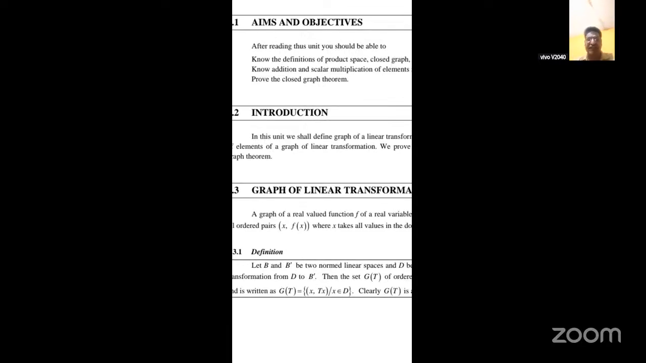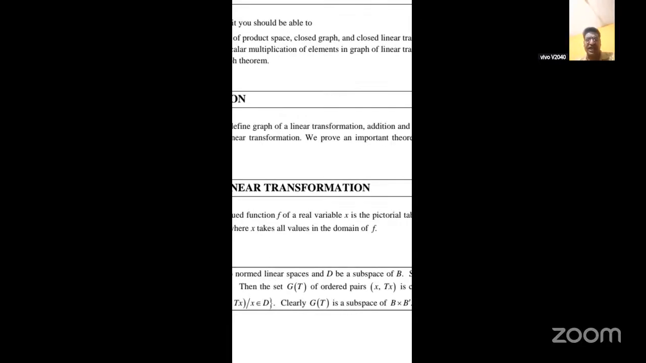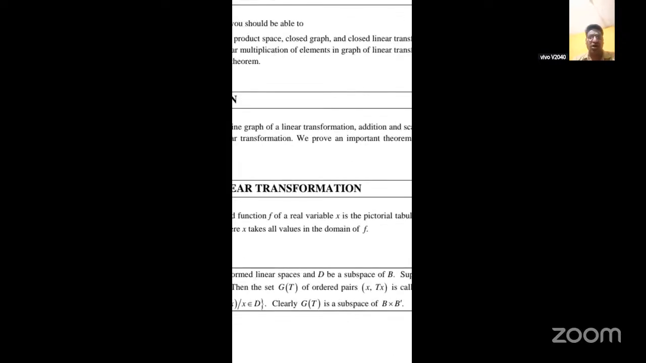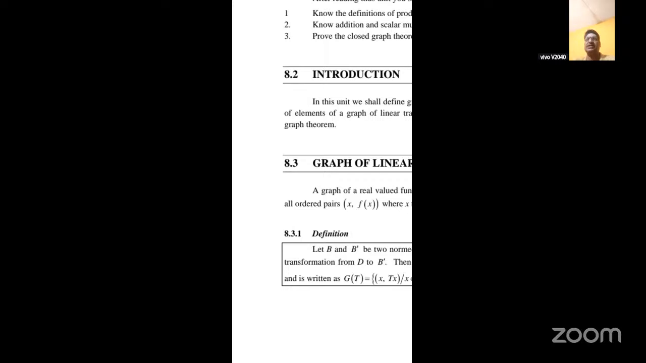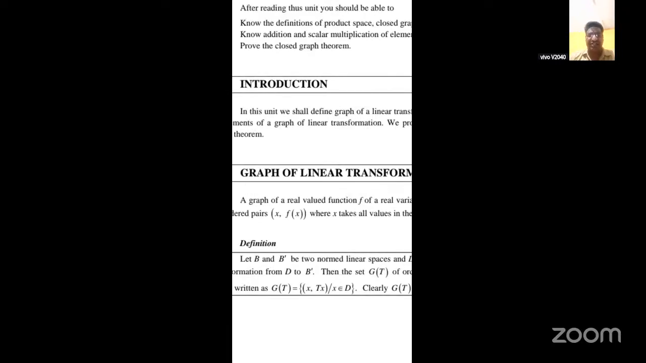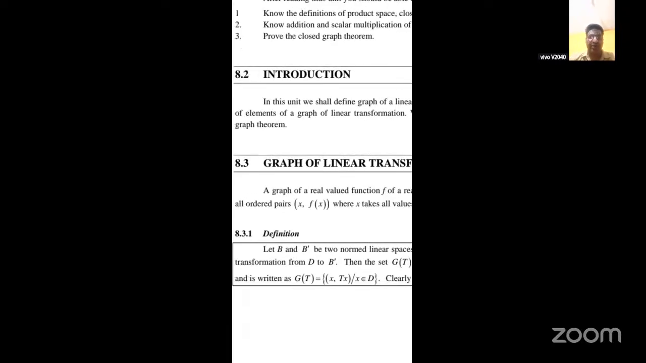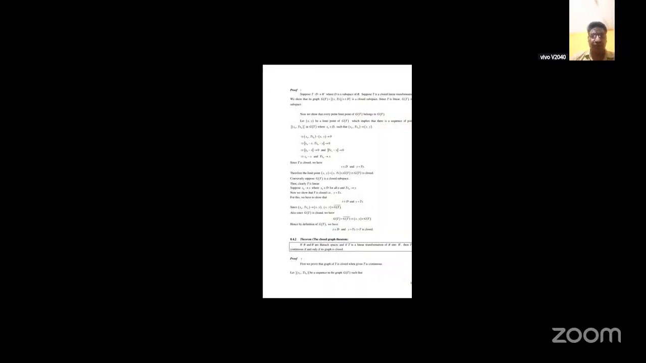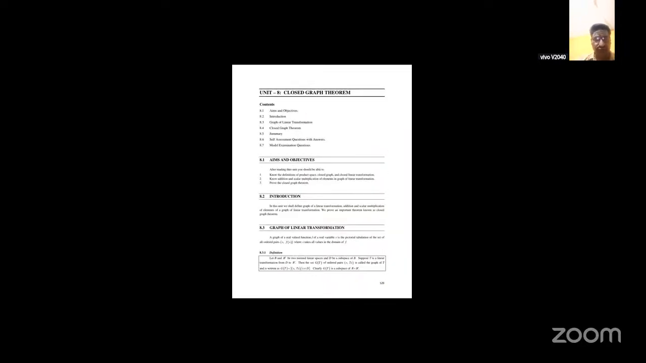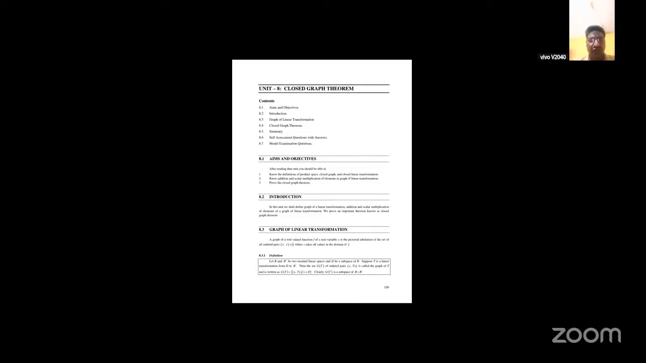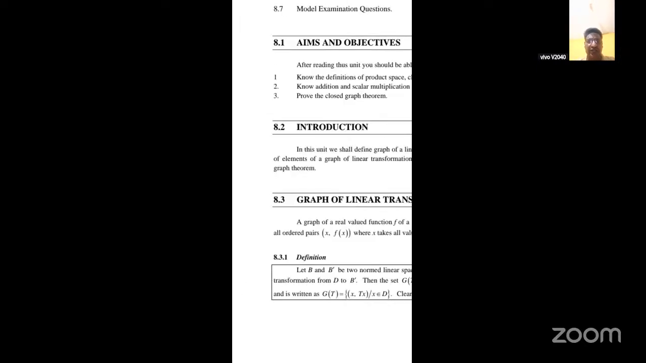A graph of a real valued function f of a real variable x is the pictorial tabulation of the set of all ordered pairs, that is, the coordinates x and f of x, where x takes all the values of the domain. Okay. Now, how to define the graph of a linear transformation?